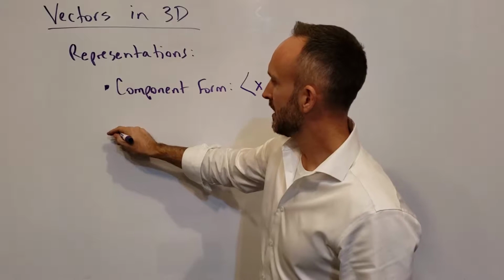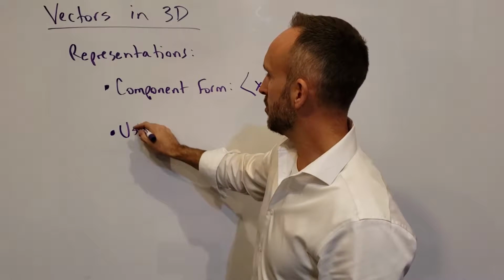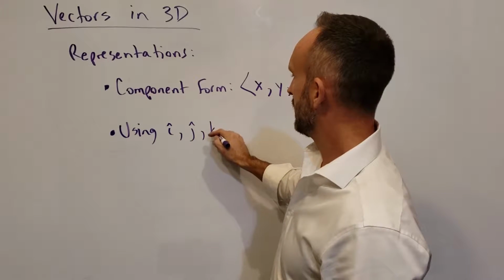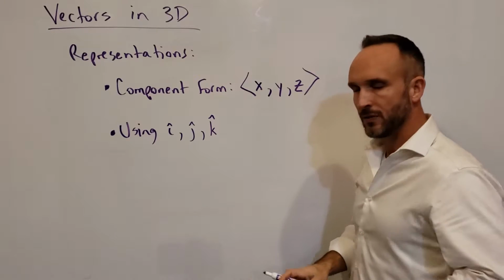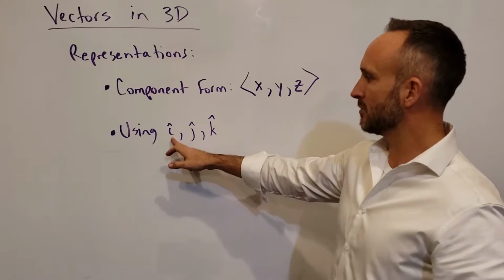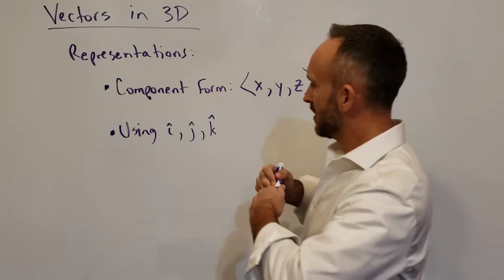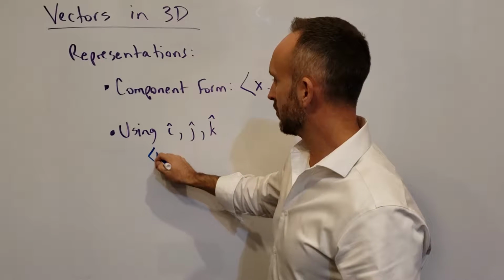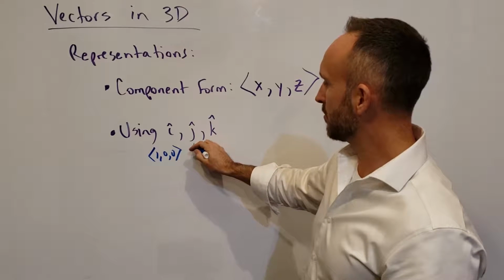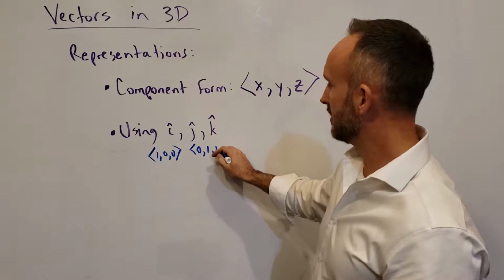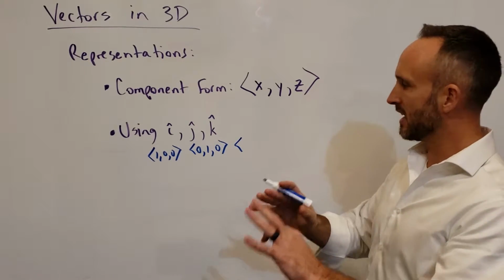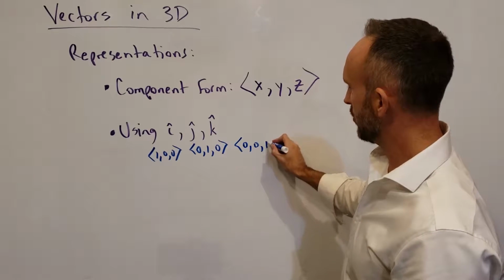Another way to represent them is using the unit vectors i, j, and k now. If you recall from 2-dimensional vectors, the i vector points in the x direction, and that's still true. So the i vector is the unit vector 1, 0, 0 now in 3 dimensions. The j vector points in the positive y direction, so that's 0, 1, 0. And the k vector points in the positive z direction. This guy's new, so it's 0, 0, 1.